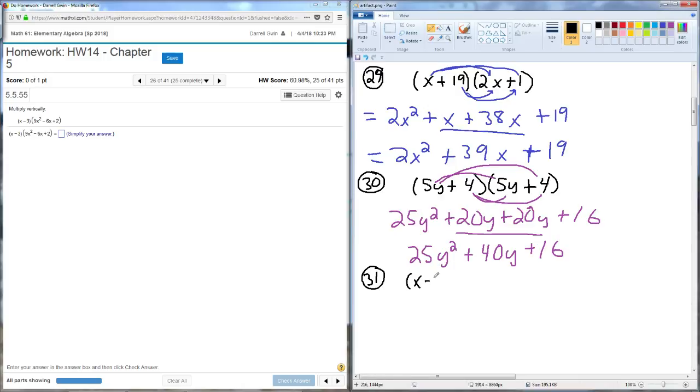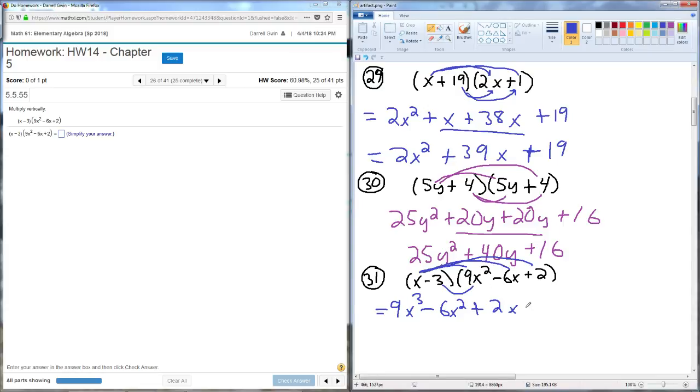X minus 3 times 9x squared minus 6x plus 2. X minus 3 times 9x squared minus 6x plus 2. Alright, here we go. X times 9x squared is 9x cubed. X times negative 6x is minus 6x squared. X times 2 is 2x.